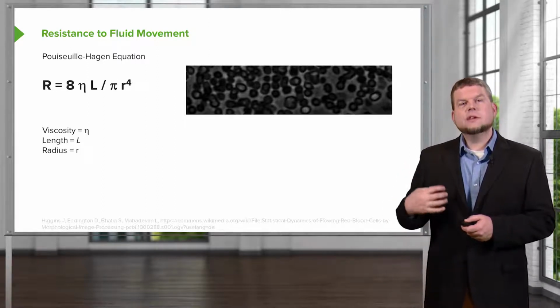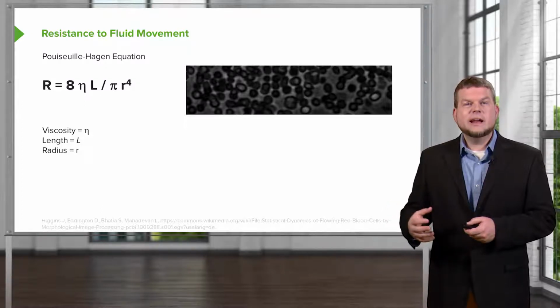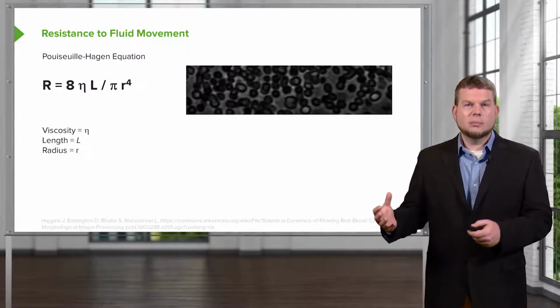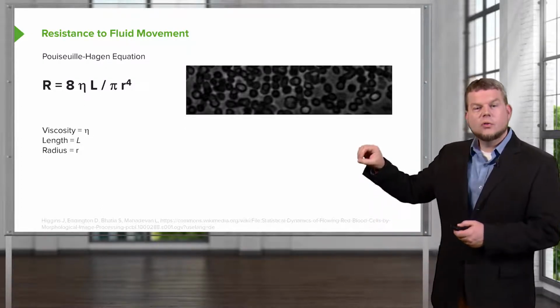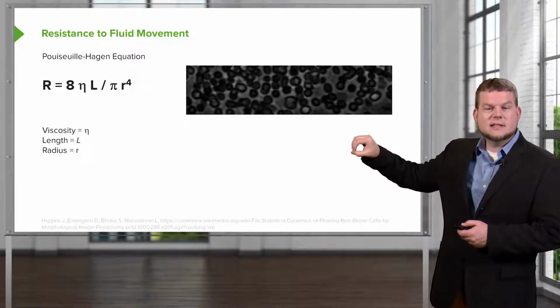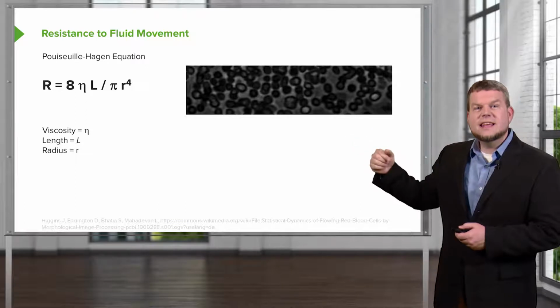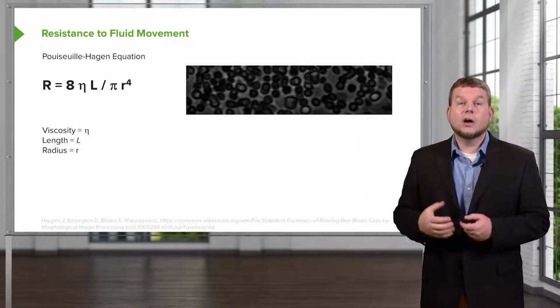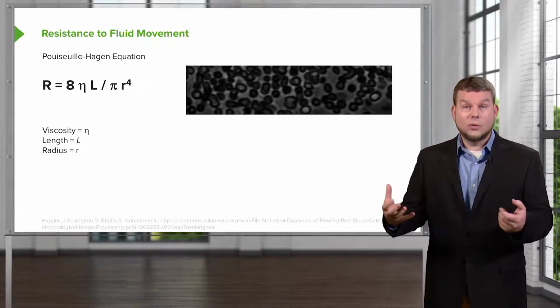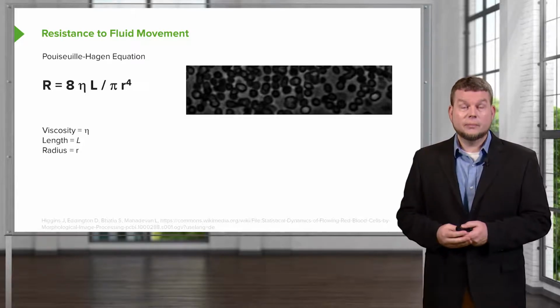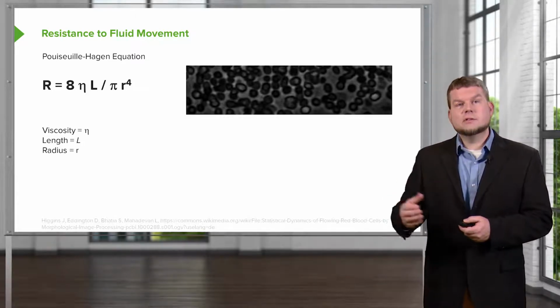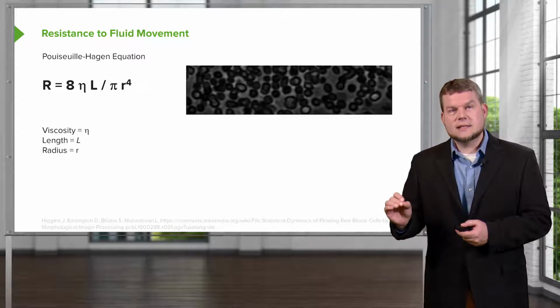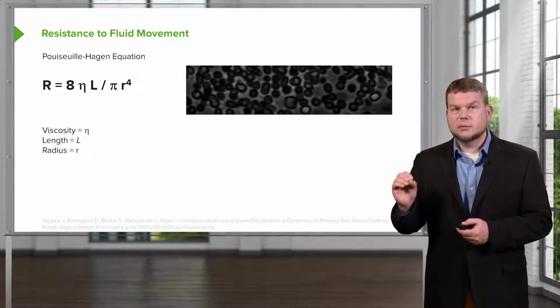And since it's raised to the 4th power, the radius becomes incredibly important. If you go from a tube that is only this size to a tube that is this size, that increase in radial diameter of the tube allows for greater amounts of flow. And that's simply because there's less resistance to the delta P.